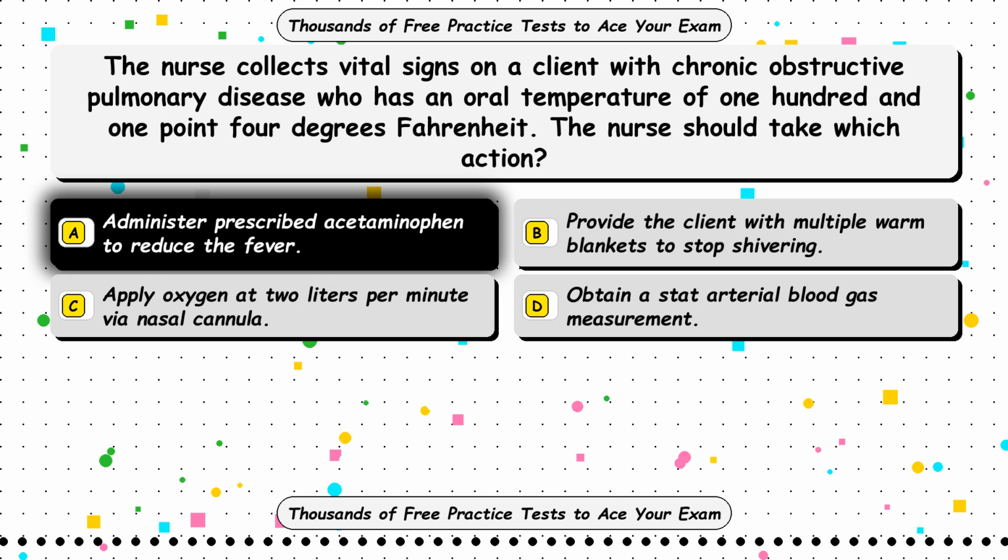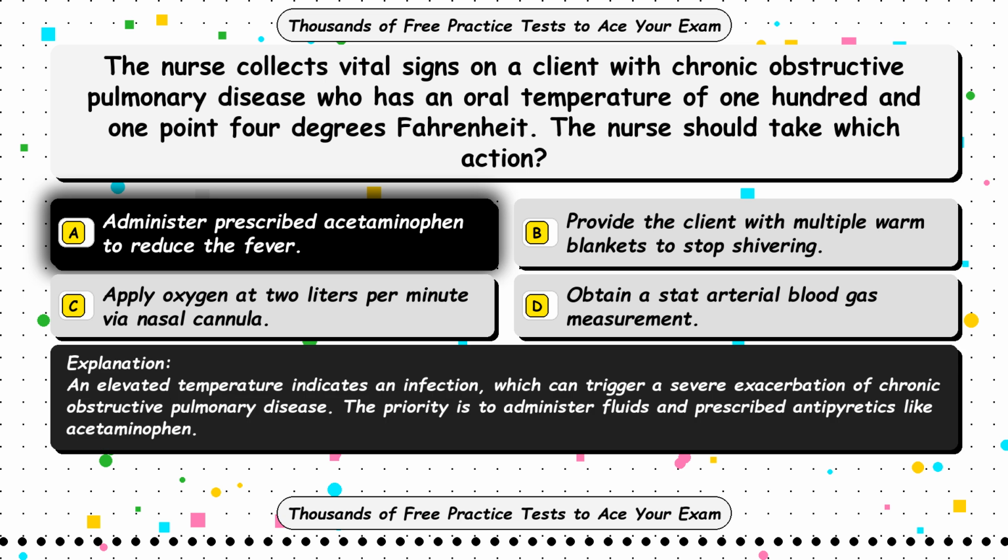The correct answer is option A. Administer prescribed acetaminophen to reduce the fever. An elevated temperature indicates an infection, which can trigger a severe exacerbation of chronic obstructive pulmonary disease. The priority is to administer fluids and prescribed antipyretics like acetaminophen.